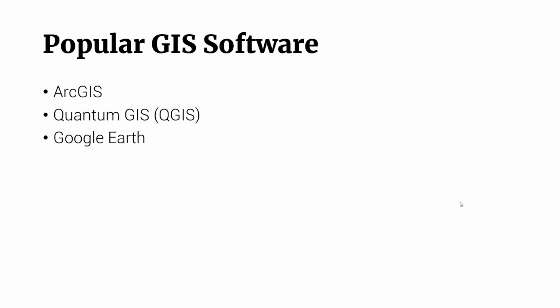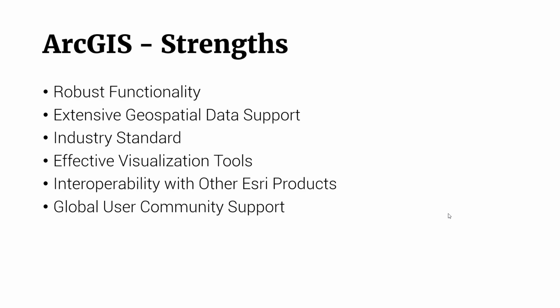Okay? So, those are the popular GIS software, no? The ArcGIS, the Quantum GIS, and the Google Earth. So, let us now proceed with the strengths and weaknesses. Okay? So, ano ba ang strength ng ArcGIS? We have here six: robust functionality, extensive geospatial data support, industry standard, effective visualization tools, interoperability, and global user community support.